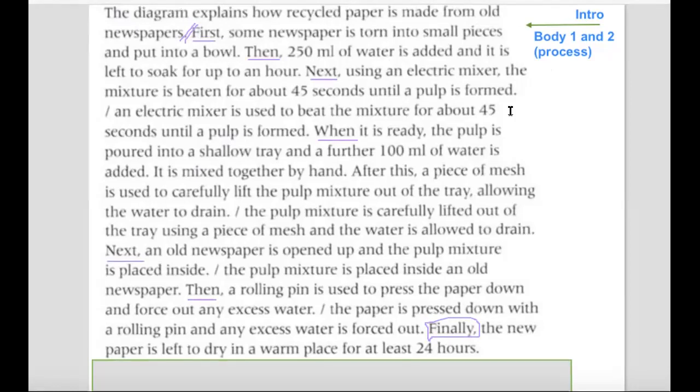When you're ready, what is missing and what goes in between here is the overview paragraph. So even when describing processes, we must have this overview paragraph.